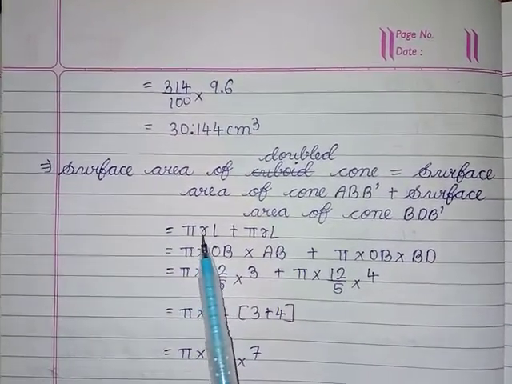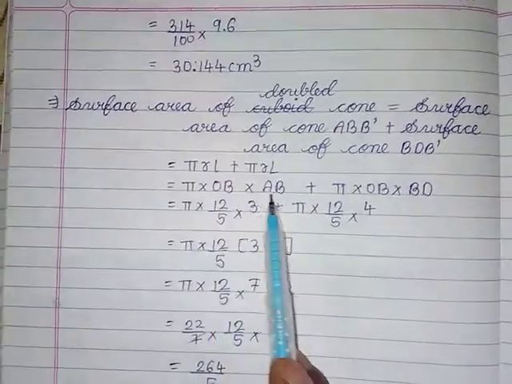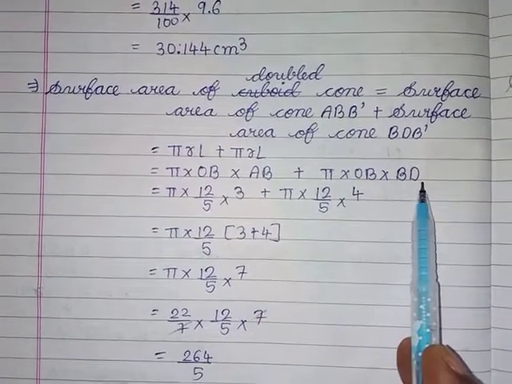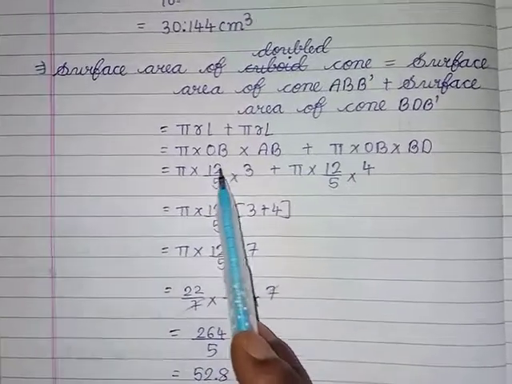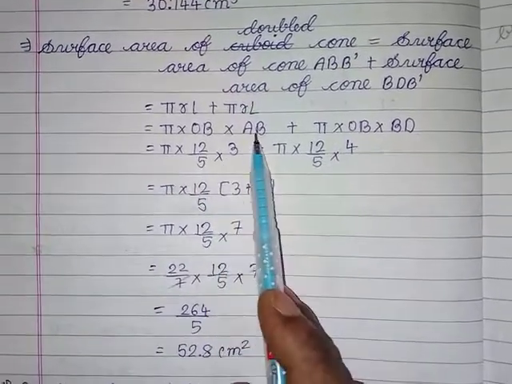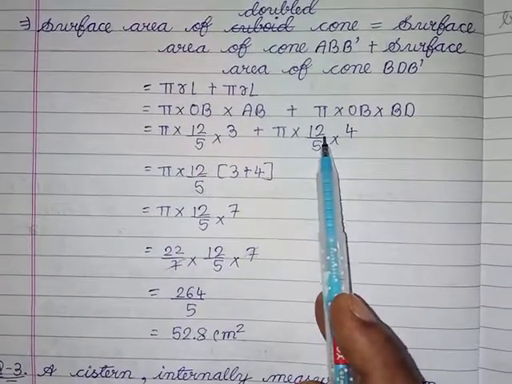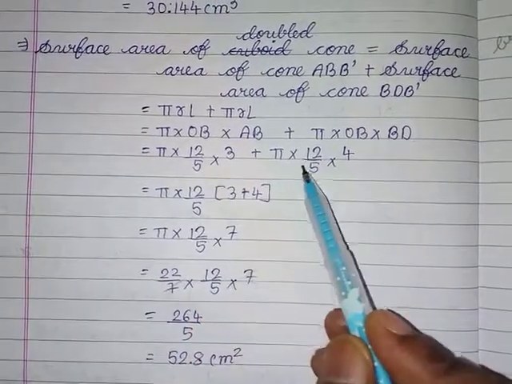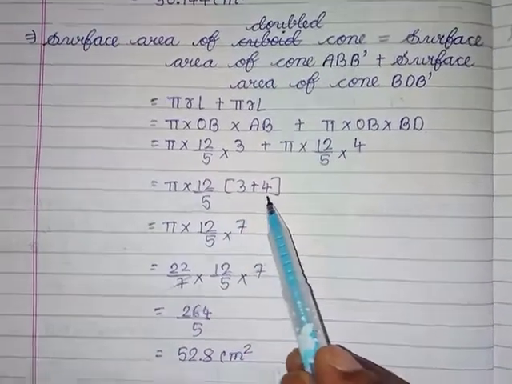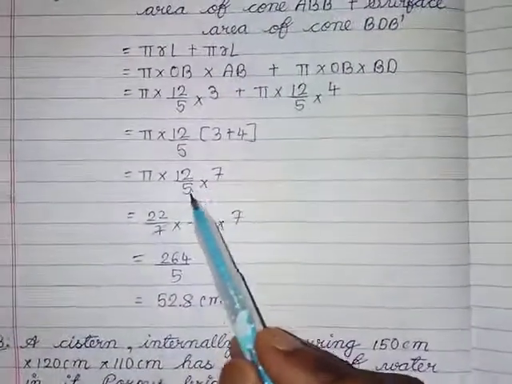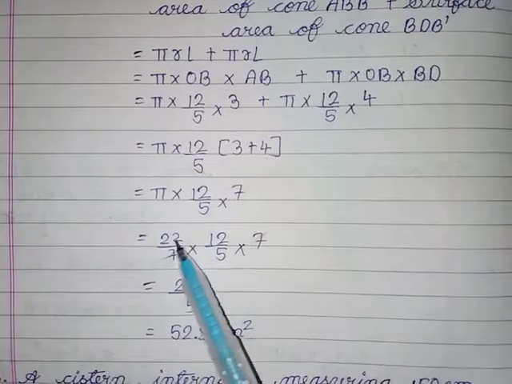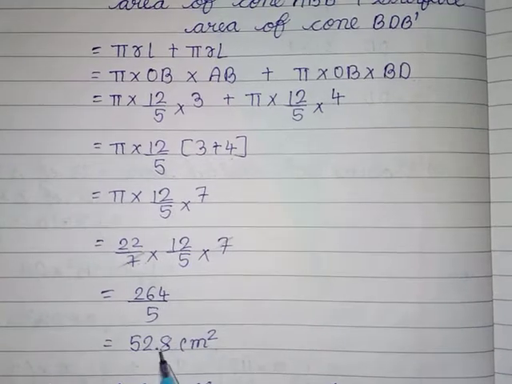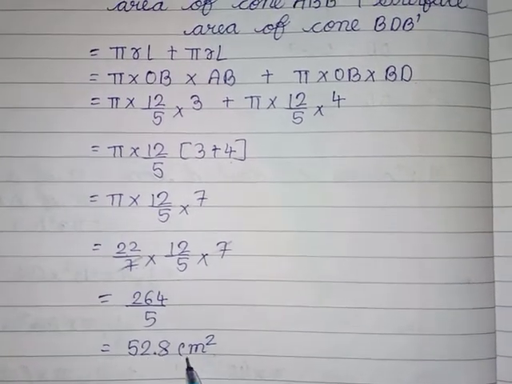Similarly, the surface area is pi r l. Here r is OB, and l is AB in the small cone, so pi OB into AB, plus pi OB into BD for the other cone. Substituting, OB is 12 by 5, AB is 3, plus pi into OB which is again 12 by 5, and BD is 4. Here two quantities will be common, pi into 12 by 5. If you take it common, 3 plus 4 is 7. So pi into 12 by 5 into 7. Substitute the value of pi as 22 by 7. The 7 and 7 cancel out. If you multiply 22 into 12 divided by 5, it becomes 52.8 centimeter square.